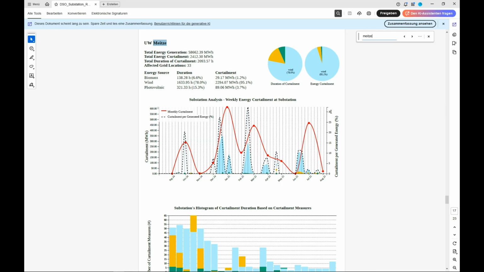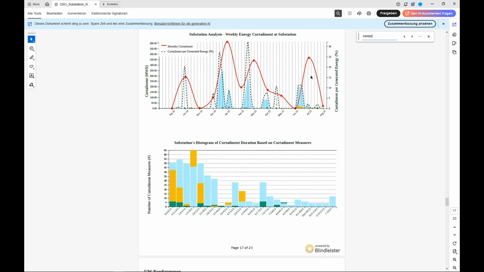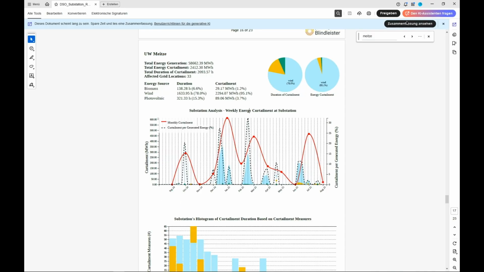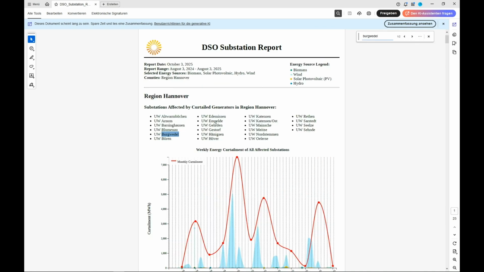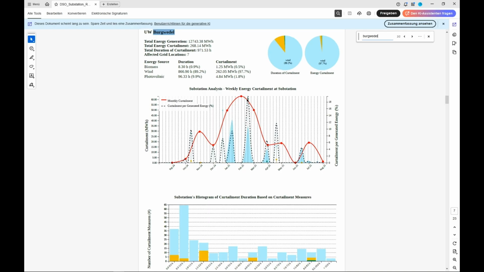It hit, with respect to the generation, up to 30% here in this 1 week in February. PV wasn't that much curtailed, as we can see here. So it's a little bit less. Okay, so let's go on with the next substation, which is Burgwedel at this 110 kV line, and we see here also a lot of wind curtailment, which makes up 97%, not so much PV curtailment, and it hits 18% of the total generation this week.